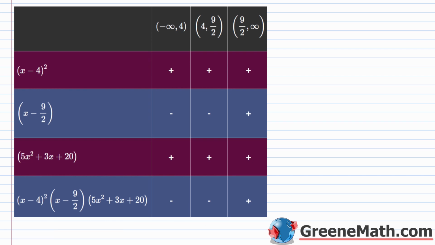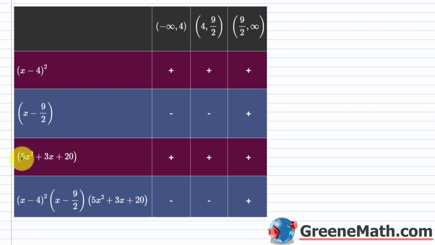Let's go back up and let's just put the information together in a little table. So you can have an interval where we're less than 4. You can have an interval between 4 and 9/2, and then an interval that's greater than 9/2. So this x minus 4 quantity squared, again, it's going to be positive in all these intervals. X minus 9/2 would be negative here and here, and then positive here. So where we're greater than 9/2.